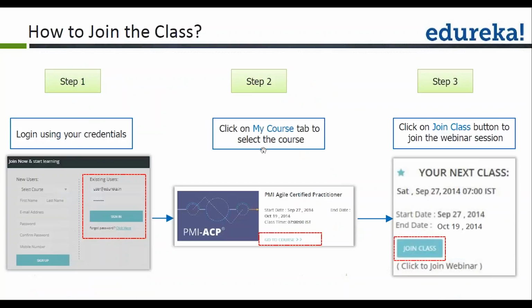Okay. So as I said earlier, how do I join the class? You have to go to the website www.edureka.co. You have to log in using your credentials, username and password. Once you go there, you'll have to click on the My Course tab and select the course, which is PMI-ACP in this case. And once you select this PMI-ACP course, you will see the join class button which is available, and with that you will have to join the class.